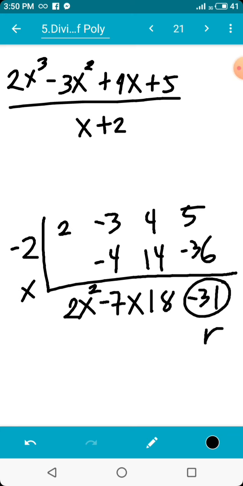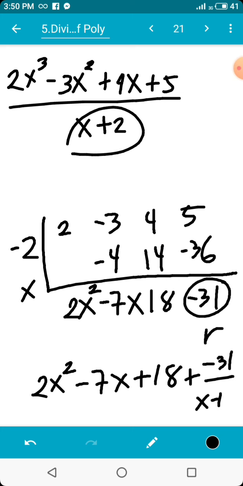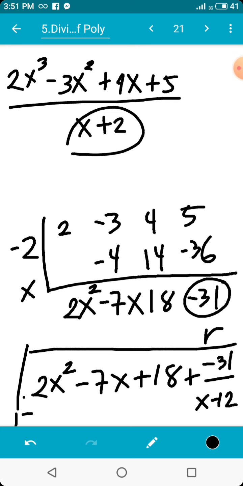So, ang final answer natin ay 2x squared minus 7x plus 18. Okay? Yung positive 18 natin. Plus yung negative 31 over yung divisor natin na x plus 2. Okay? So, ito ang ating quotient. So, same siya dun sa quotient na nakuha natin gamit yung long division and yung synthetic division. Okay?